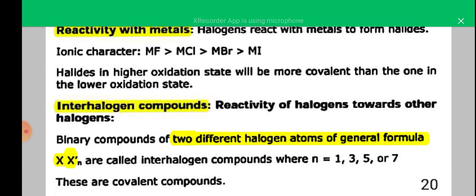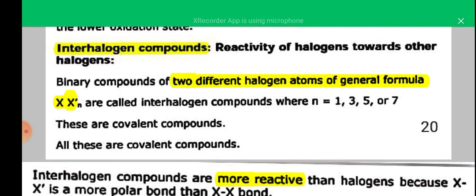Okay, now see important compounds, interhalogen compounds. What are interhalogen compounds? Interhalogen compounds are binary compounds of two different halogens, like ICl, like IF7. So binary compounds of two different halogen atoms of general formula XX'n are called interhalogen compounds, where n is equal to 1, 3, 5 or 7.